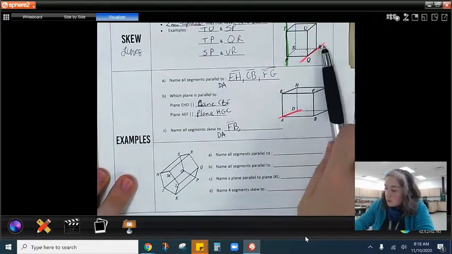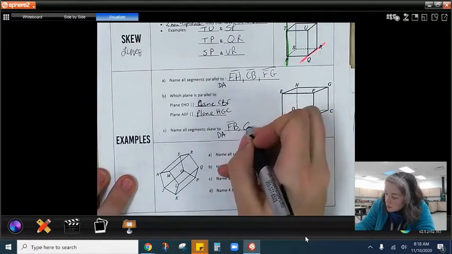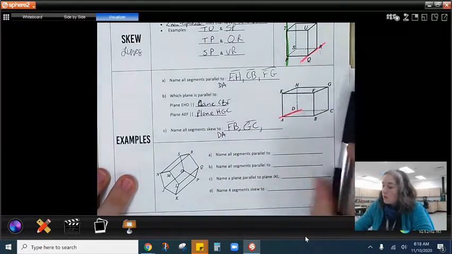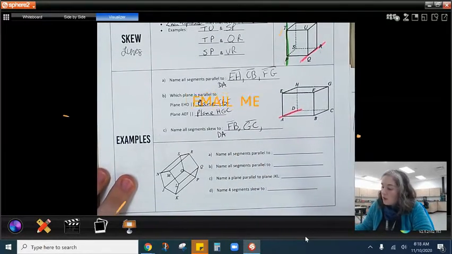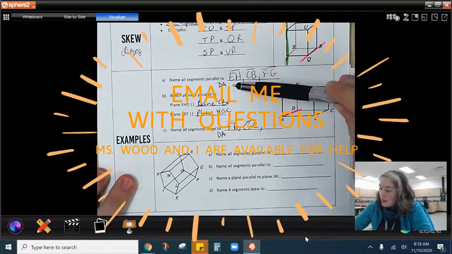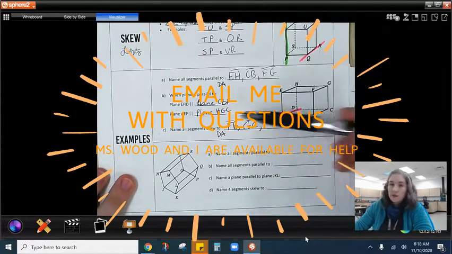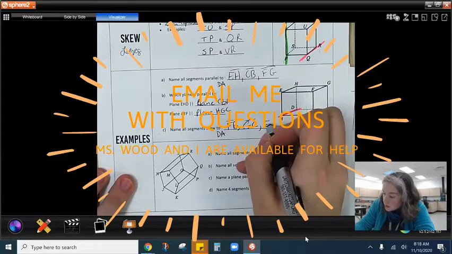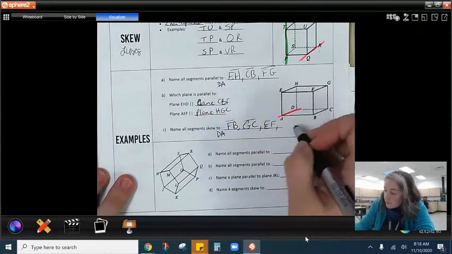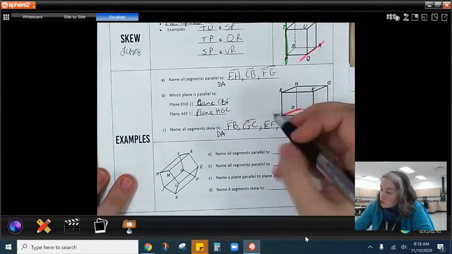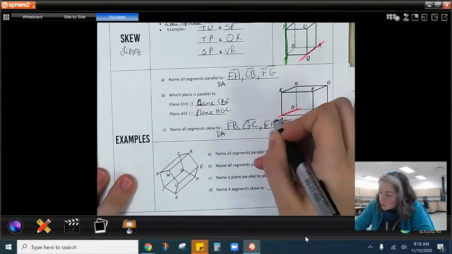GC would be another one that is skew. EF right here would be skew, right? Because it's on the top, it never intersects. And then in the back there, HG would be another one that is skew.